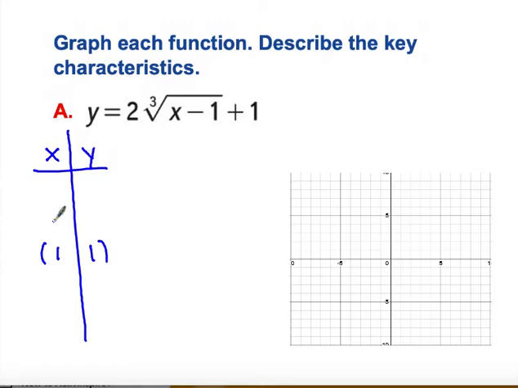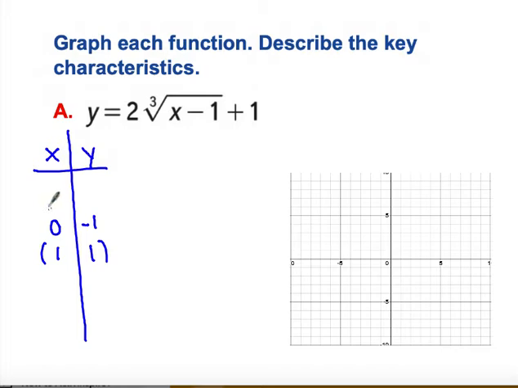So I'm just going to pick a couple points to the left. Let's see if I plug in a 0. So 0 minus 1 is negative 1, and the cube root of negative 1 is negative 1, times 2 is negative 2, plus 1 is negative 1. Now I'm going to go to maybe a number that will give me a perfect cube root. You don't have to. You can go to the next point from here.